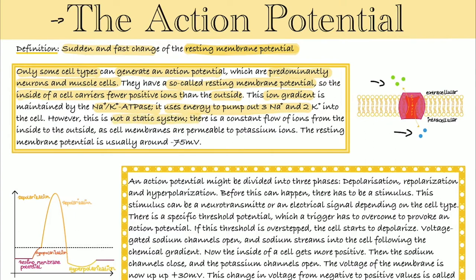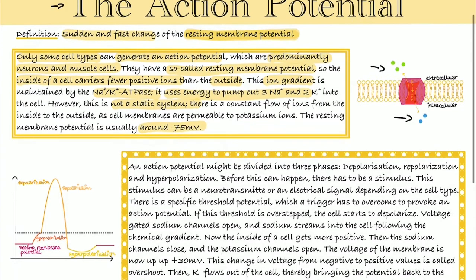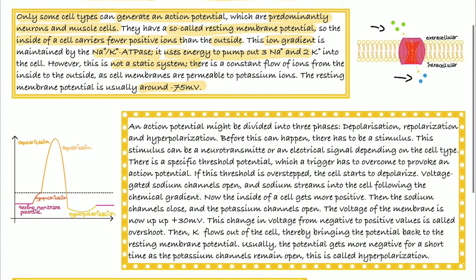We've got a constant flow of ions as cell membranes are permeable to potassium ions. The resting membrane potential of a neuron is usually around minus 75 millivolts. An action potential can be divided into different phases, and here I say that we have 3, but you can also say that there are 4. Some people are even talking about 5 phases, so it's just important that you get the principle. We've got a depolarization, a repolarization, and a hyperpolarization.